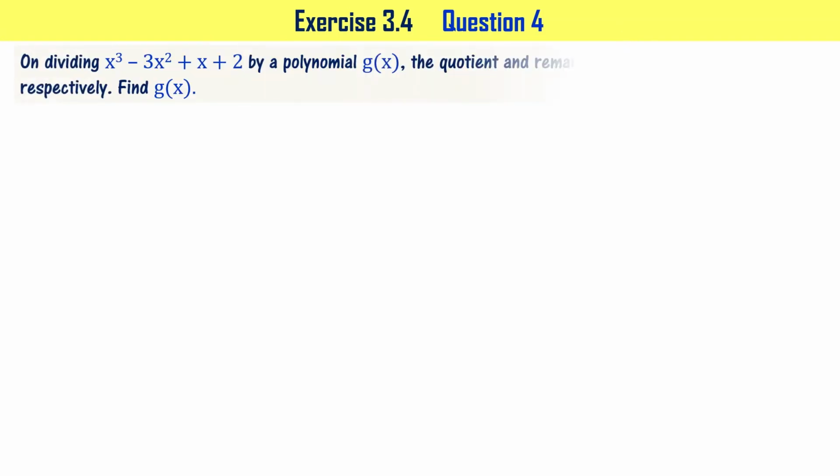Question number 4. On dividing x cube minus 3x square plus x plus 2 by a polynomial g of x, the quotient and remainder are x minus 2 and minus 2x plus 4 respectively. Then we are asked to find g of x. As you see here, this is the dividend and this is the divisor. G of x is the divisor and quotient is x minus 2 and remainder is minus 2x plus 4, right? And we are asked to find the divisor g of x.